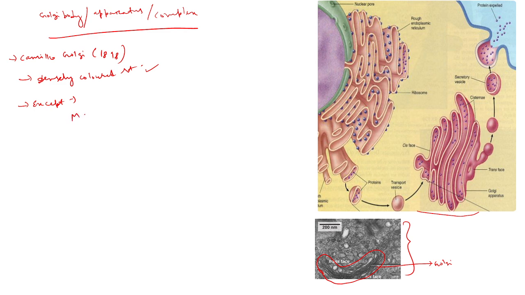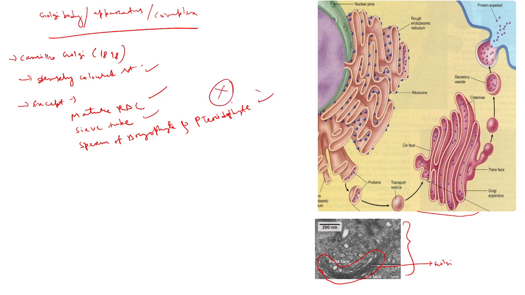mature RBC, sieve tube, and sperm of bryophyte and pteridophyte. Okay, so that means mature RBC, sieve tube and the sperm of bryophyte and pteridophyte don't have the Golgi apparatus.